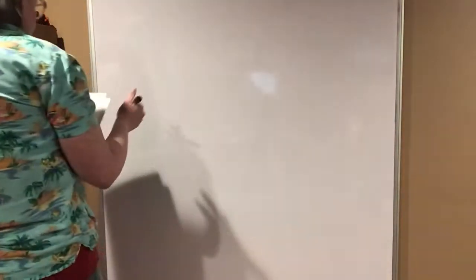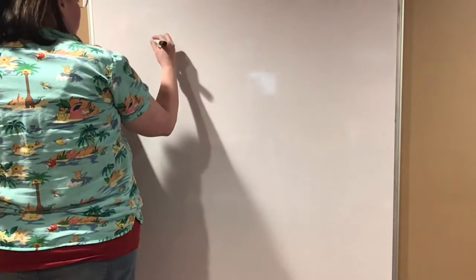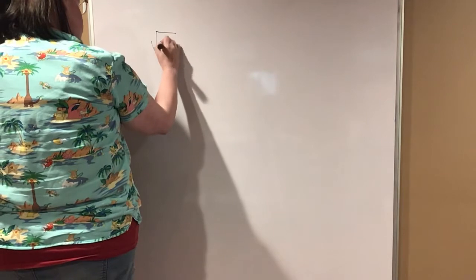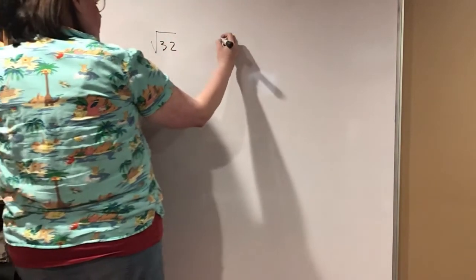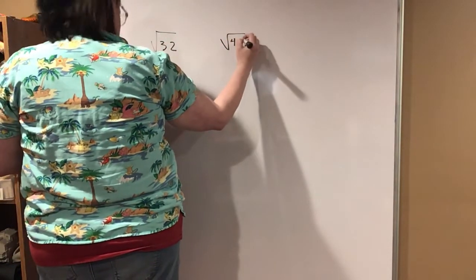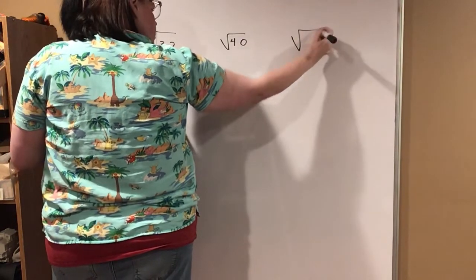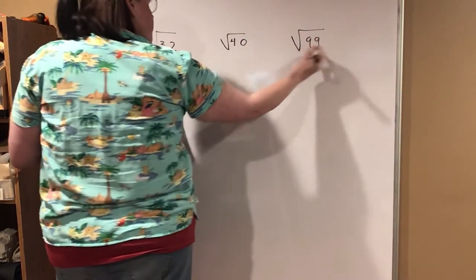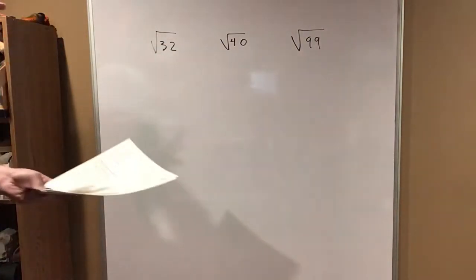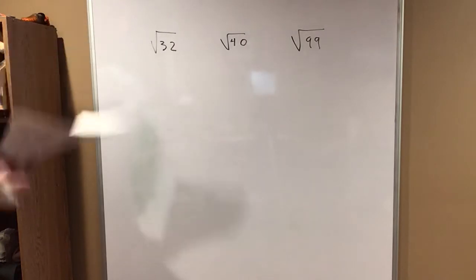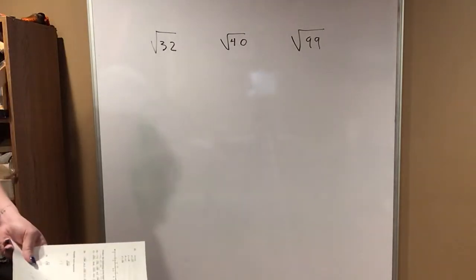Yep, right here. So, if I'm given something in a radical, this is what we call a radical. It's this little square root thing. And I'm given 32. Over here I'm given 40. And over here I'm given 99. So, I'm going to look at these. These are not perfect squares. So we have to break them down to their prime numbers and see what we can pull out.